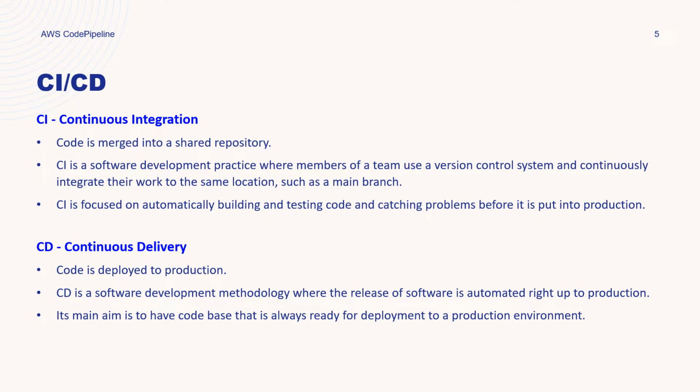The code is changed, it's pushed out to a version control repository by the developer, but then sent through a pipeline, sent to production and out to the internet to be consumed. And we'll see a diagram of this process in a minute or so. AWS CodePipeline itself is an example of a continuous delivery process.